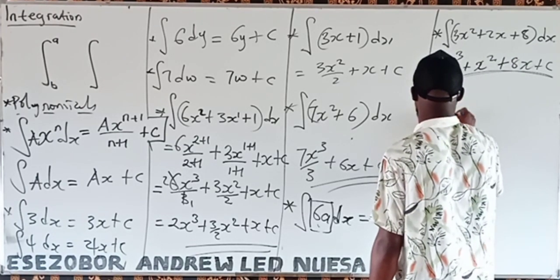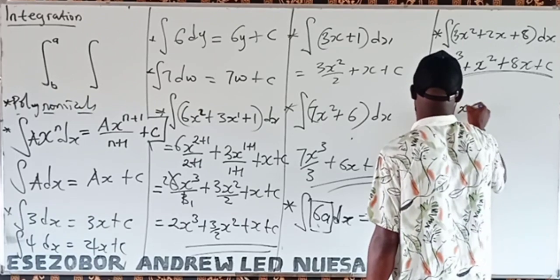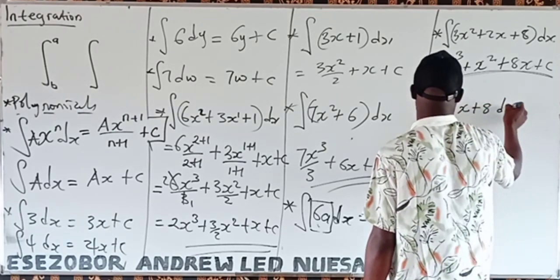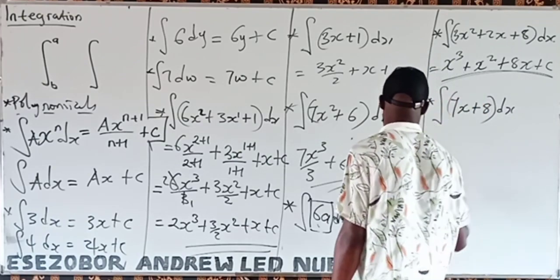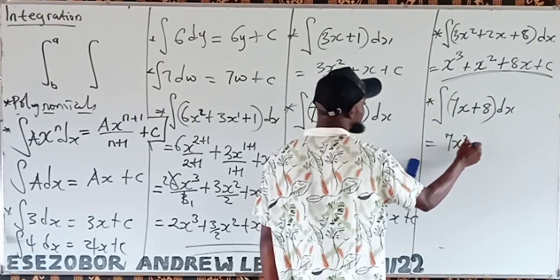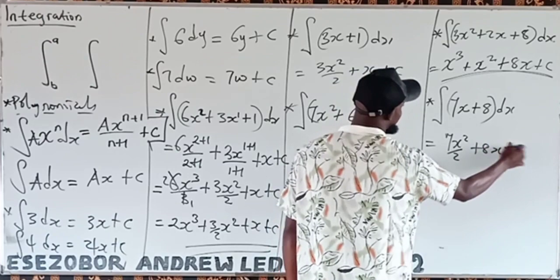Integral 7x plus 8 dx. So this one is going to give us what? 7x squared over 2 plus 8x plus c.